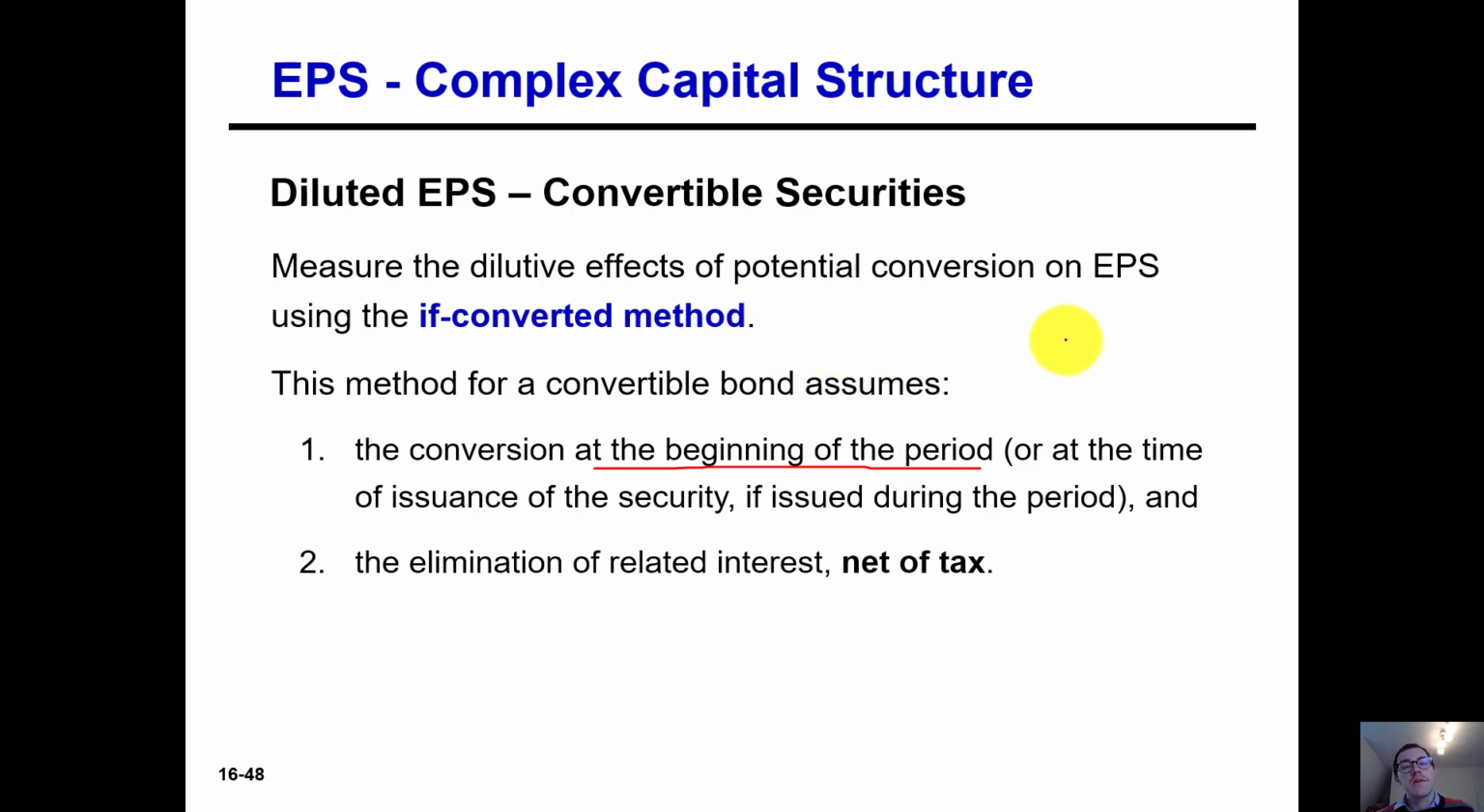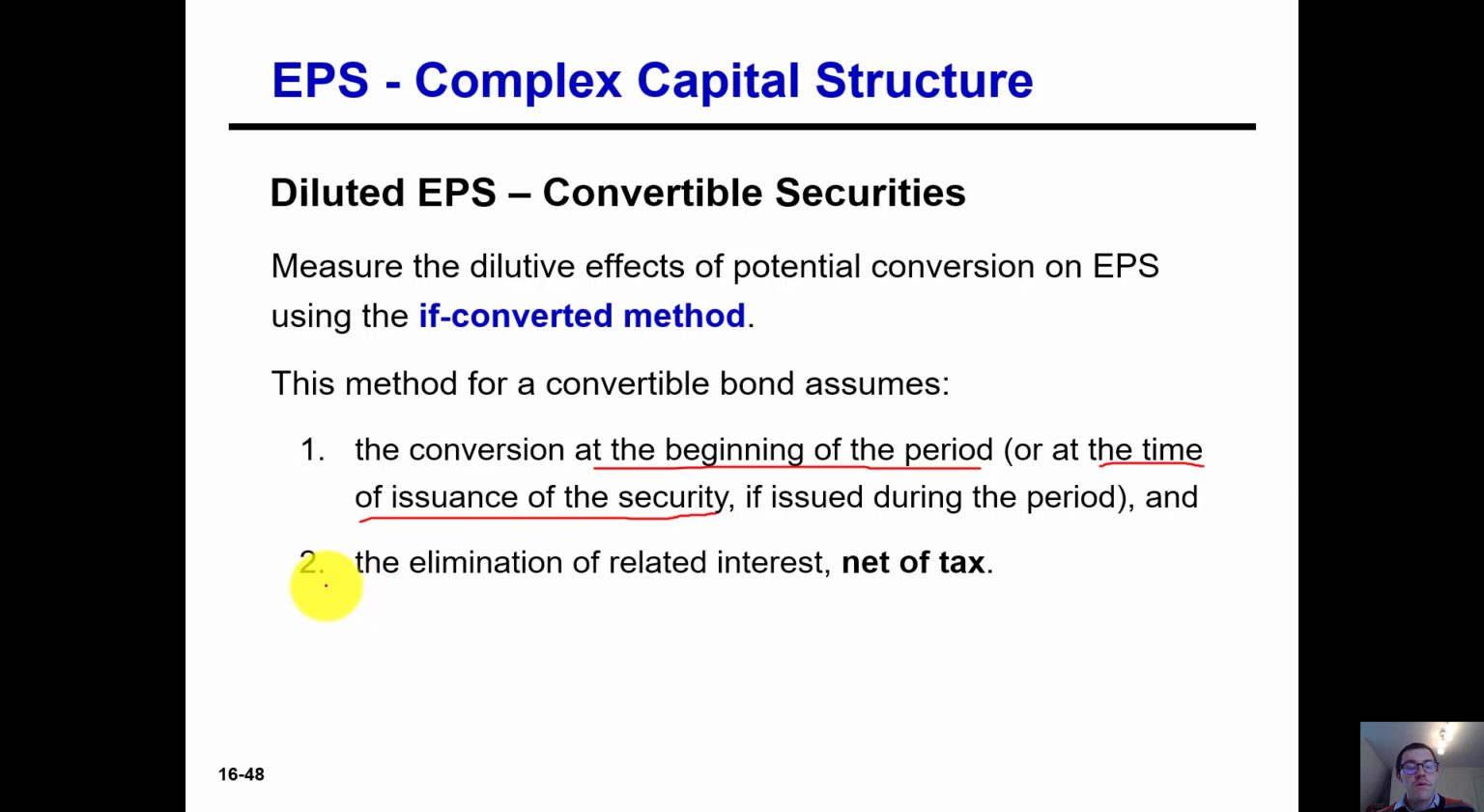Now, sometimes you issue convertible securities in the middle of the year. Maybe you issue bonds in August or April or whatnot. If that's the case, you're going to assume they converted at the time of issuance of the security. So if they issued something on May 1st, you're going to say, well, what would earnings per share be if they had converted on May 1st? As soon as we issued the bonds to them, they immediately converted to stock. Okay.